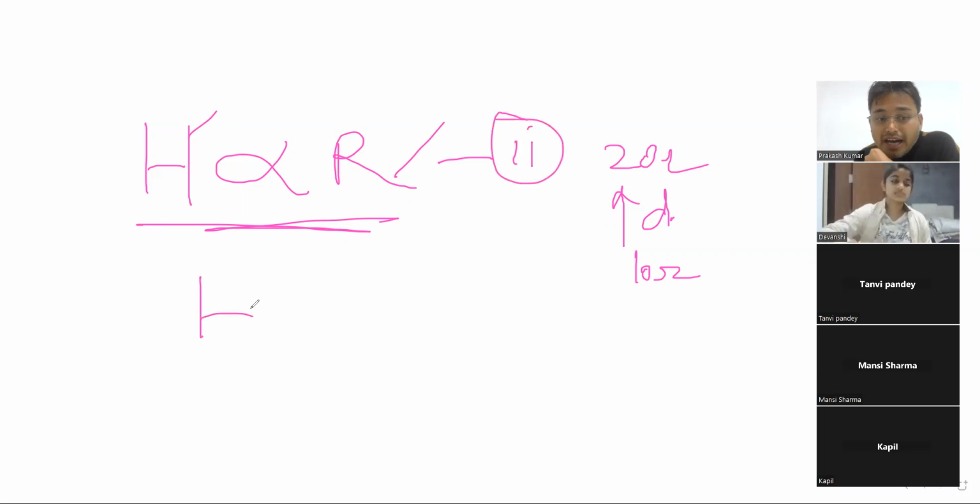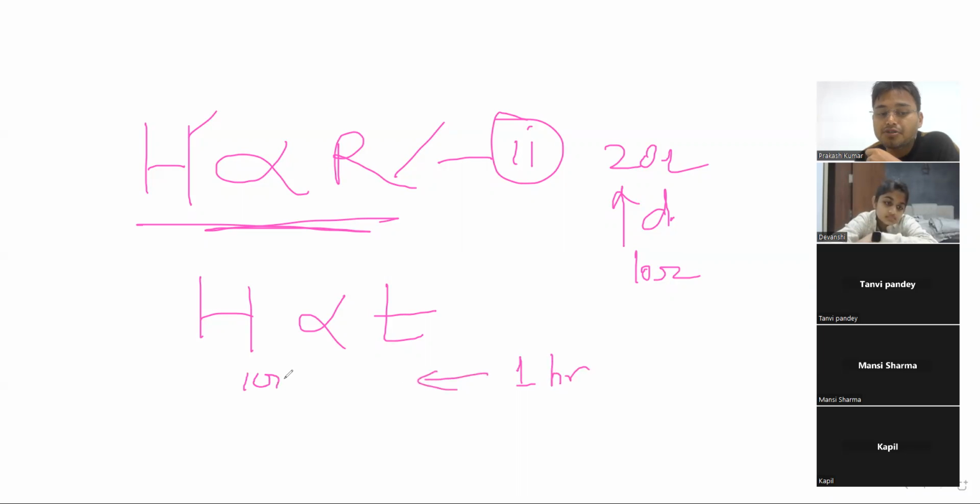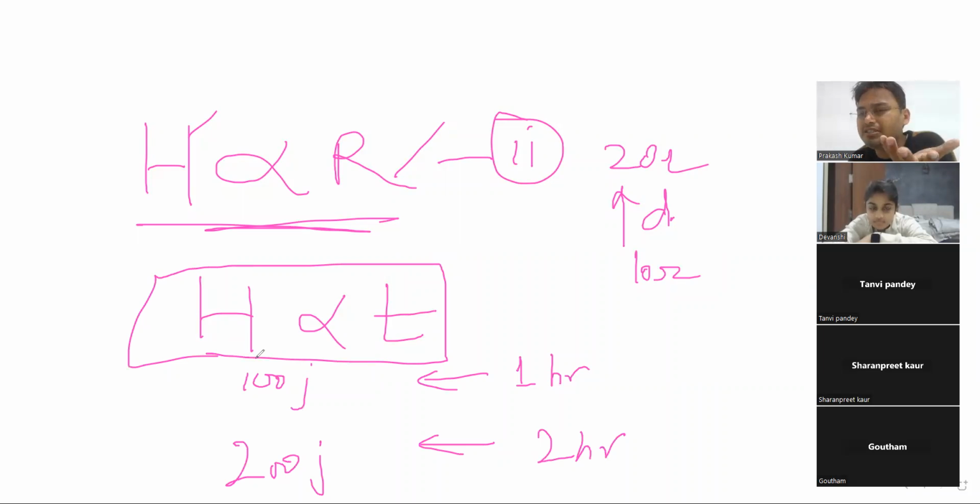Now, I was telling you, as time passes, the heat will also increase, right? So heat is directly proportional to time. For suppose current is flowing for 1 hour and heat generated is 100 joule. If I pass it for 2 hours, then how much heat will be generated? 200 joule. Very clear. I just want to make clear what it means.